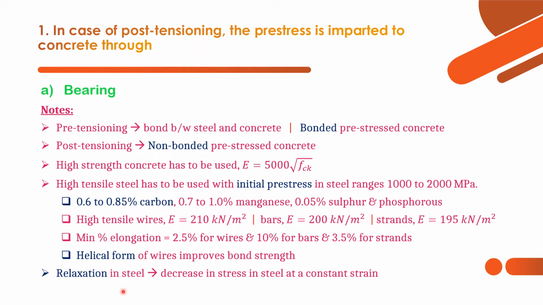And now next is the relaxation in steel. What is relaxation? It is the decrease in stress in steel at a constant strain. This point has to be noted. At a constant strain, there is a decrease in stress. So that is known as relaxation in steel. These points will be important to calculate the losses in pre-stressing concrete. That we'll see in the next question.